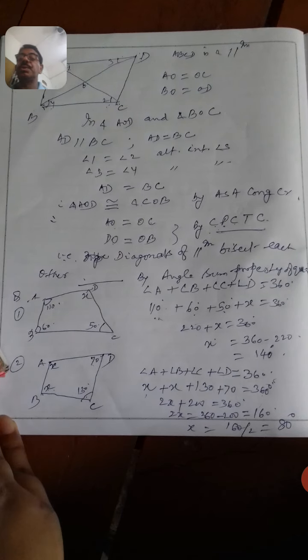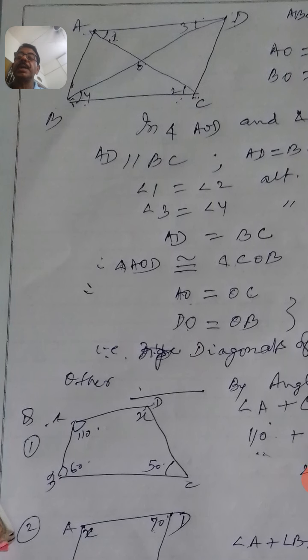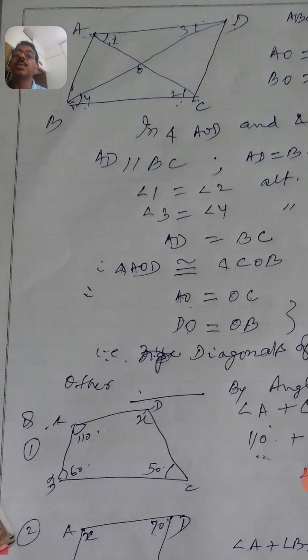For that, let us see, this is a parallelogram and we have to prove that diagonals bisect each other. It means AO is equal to OC and BO is equal to OD, where O is the point of intersection of the two diagonals. We have to prove it.